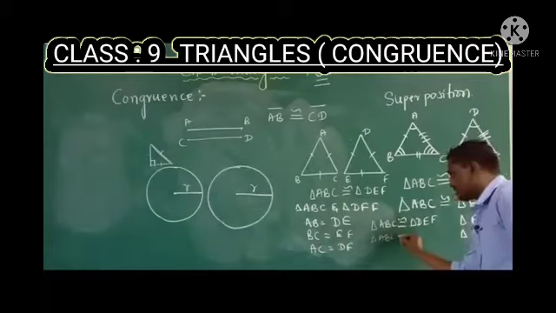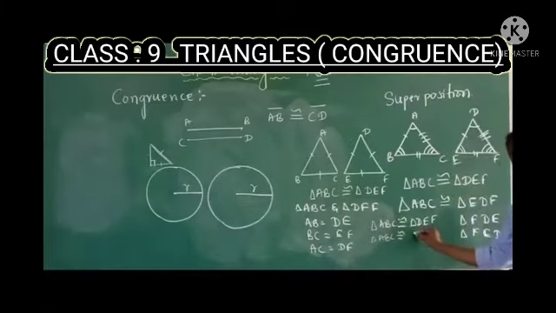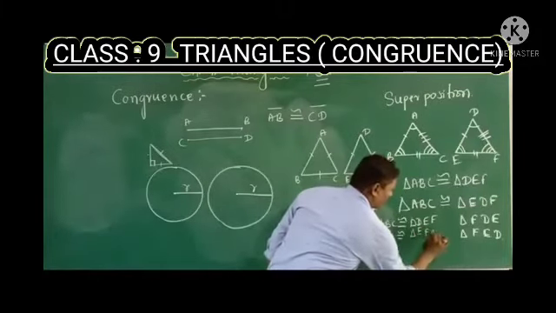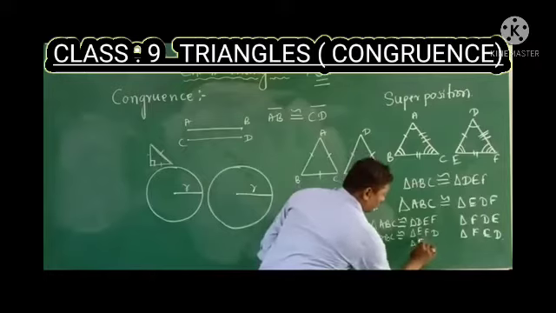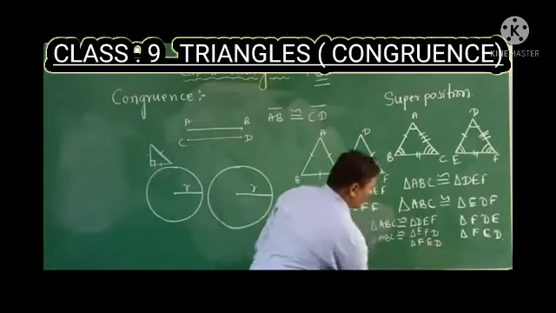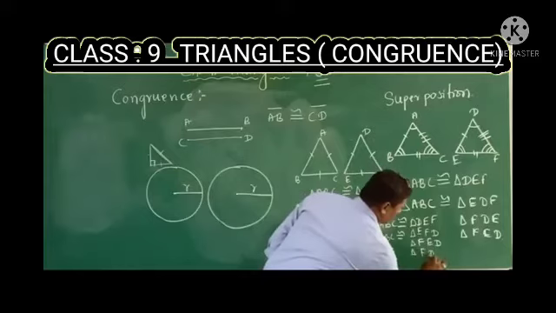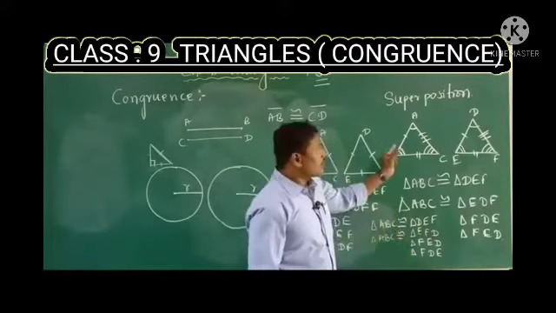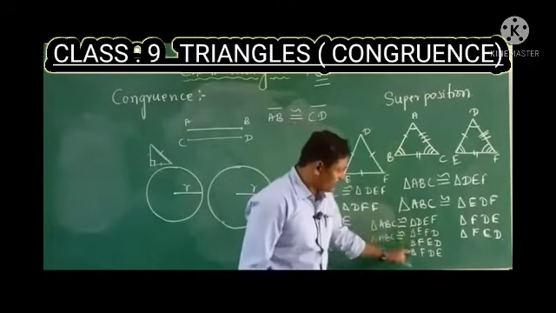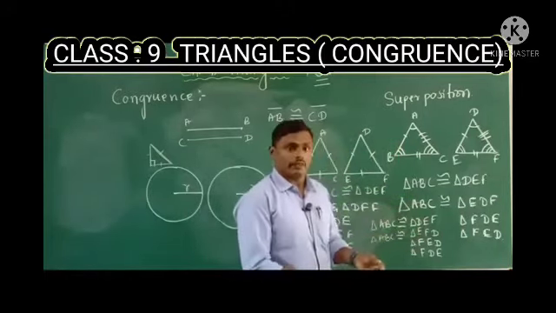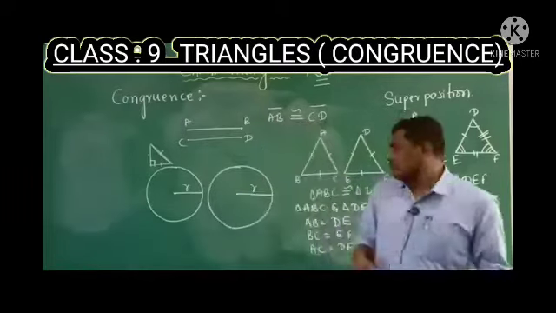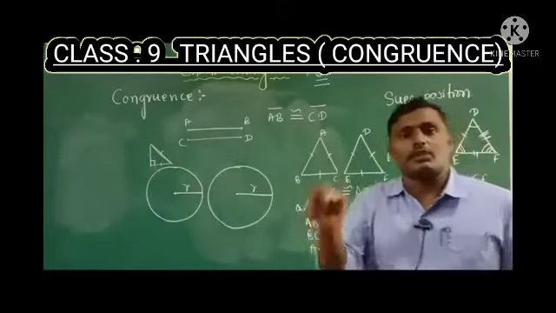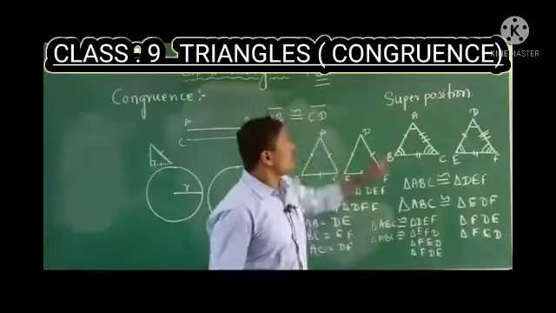Again, we cannot represent it like this: triangle ABC is congruent to triangle EFD, or triangle FED, or triangle FDE, because whenever we represent the triangle, it should be in cyclic order. Here observe, the lengths of the sides are different. So two congruent triangles are always represented in cyclic order, while observing angles and sides.